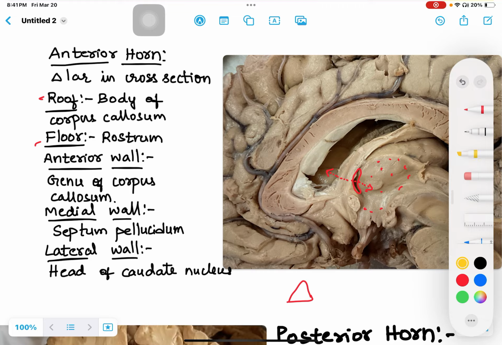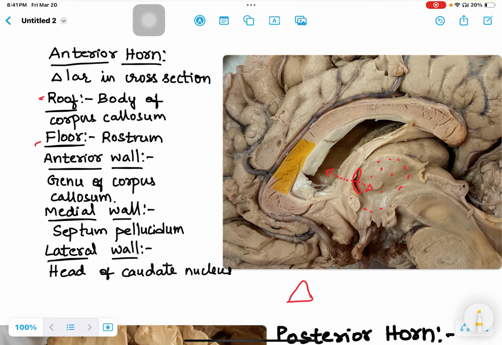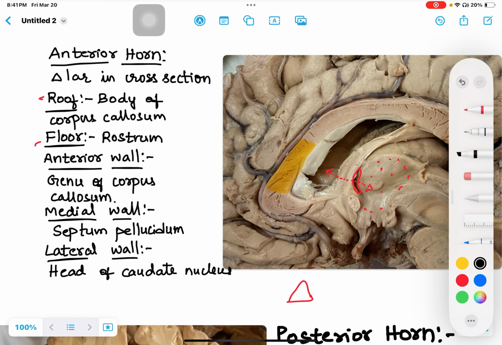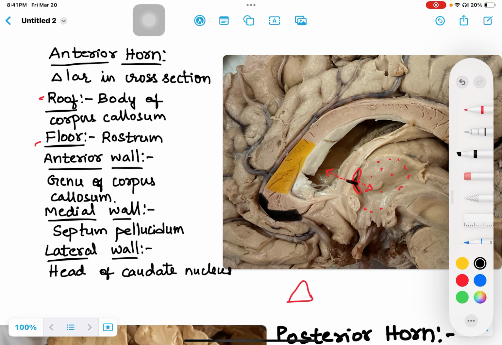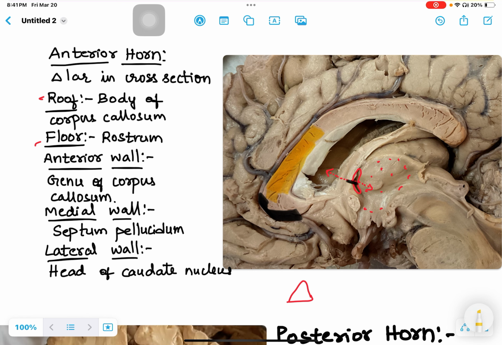So this roof is formed again by the corpus callosum. From the anterior to the interventricular foramen, from here to here, all this is the anterior horn. The anterior horn roof is formed again by the corpus callosum, and its anterior wall is formed by the genu. So this point is called genu. All this is the corpus callosum only.